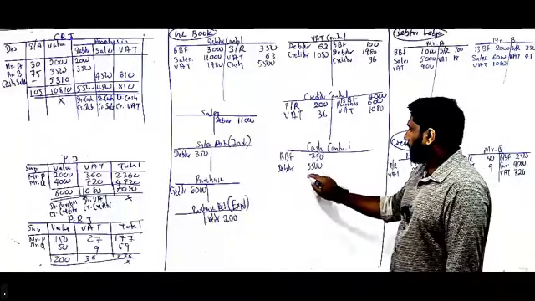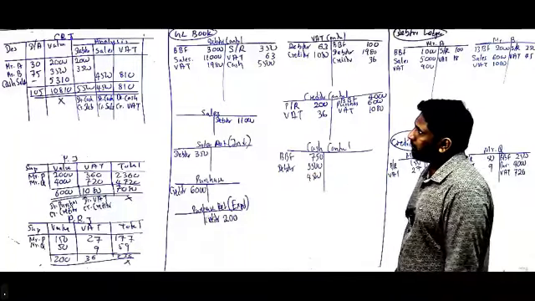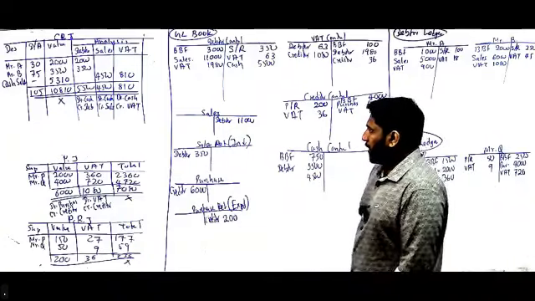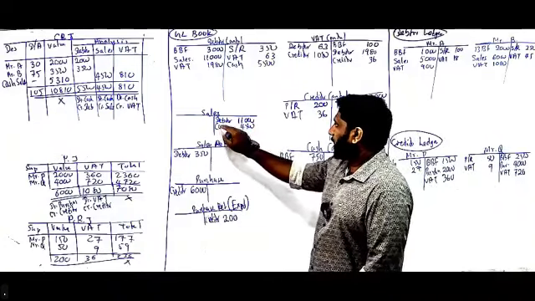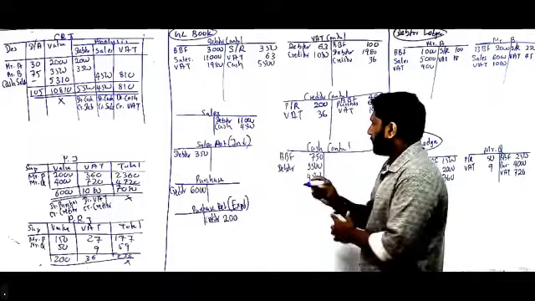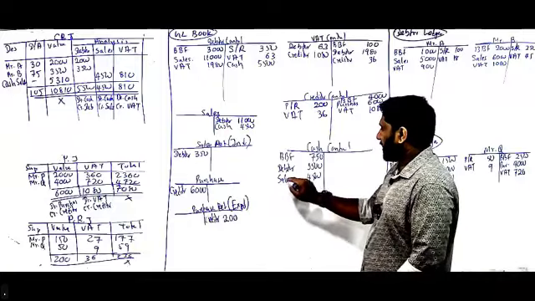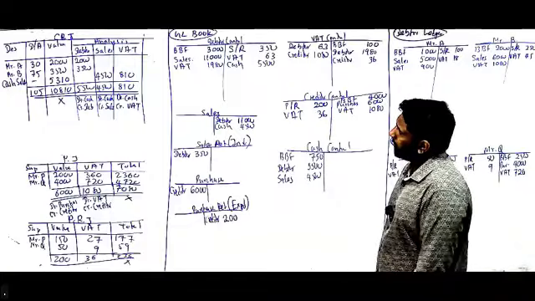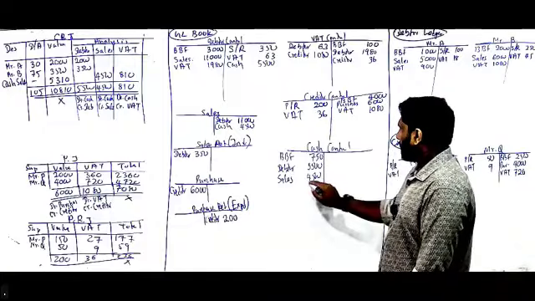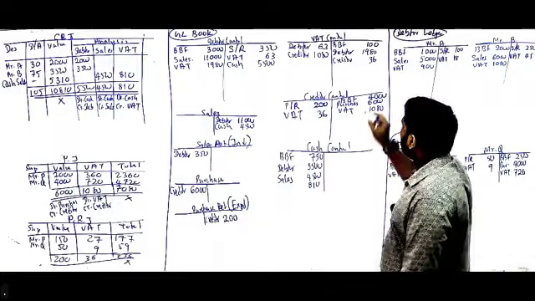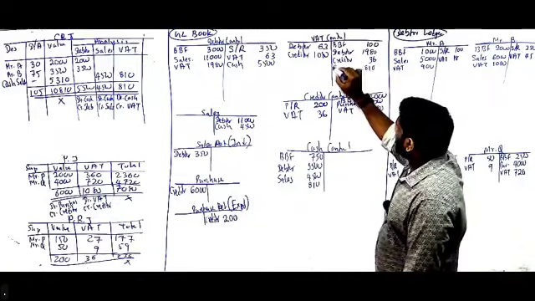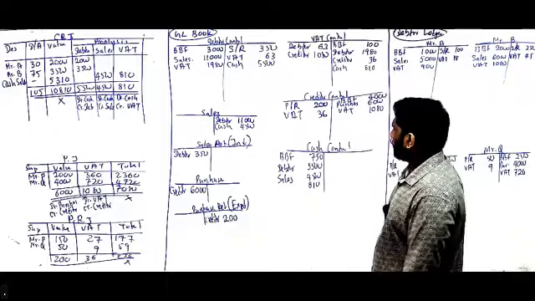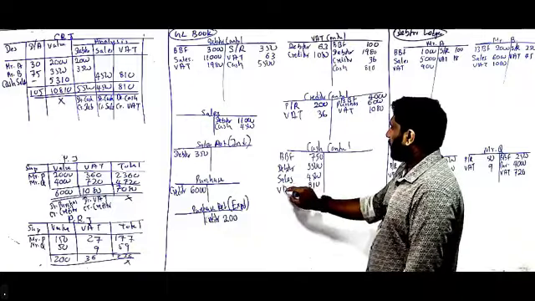Next one, 4,500 debit and 4,500 credit. Here you can write cash and here you can write sales. Then VAT, 810 debit, 810 credit. Here you can write cash. Here you can write VAT.